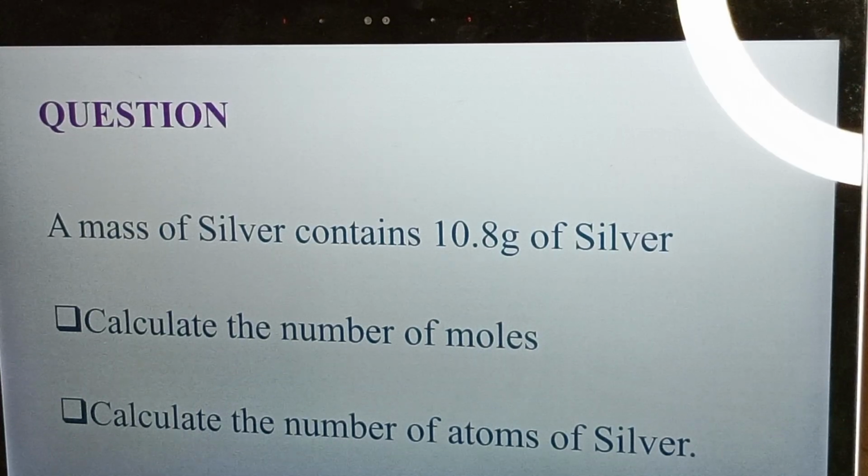That is a constant. So when you get the number of moles of silver, you know that it contains this Avogadro's constant. From there, you calculate the number of atoms of the silver. Let's go there.